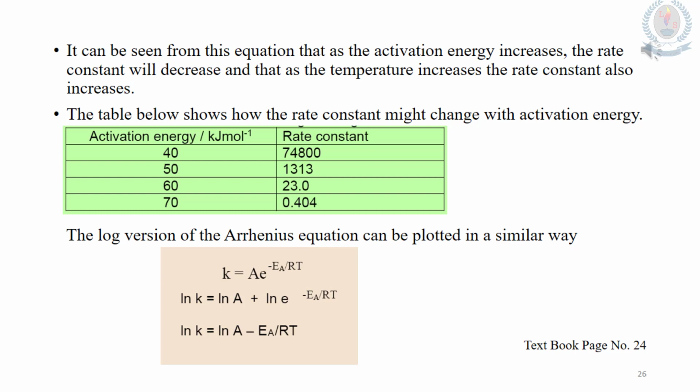If you consider this Arrhenius equation, we can use the log version of the Arrhenius equation to plot a graph. What is the Arrhenius equation? k equals A e exponential minus EA over RT. So if we take logs, ln k equals ln A plus ln e exponential minus EA over RT. We can rearrange this equation as ln k equals ln A minus EA over RT.